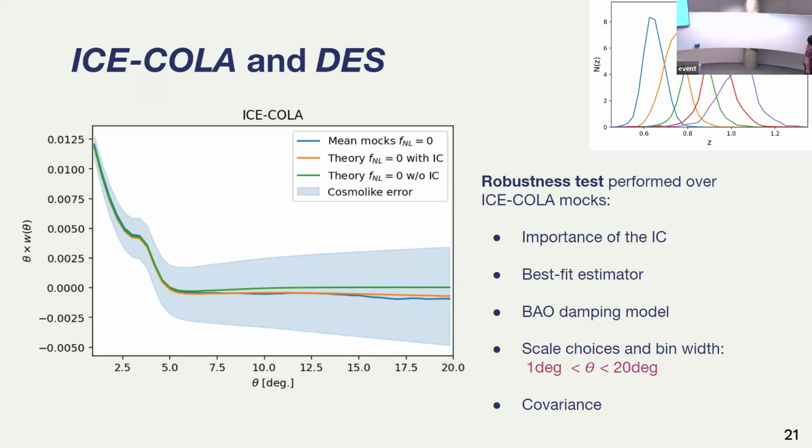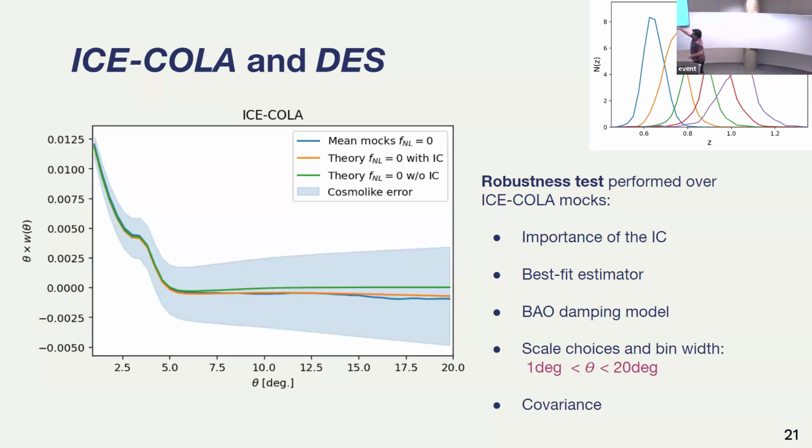In green, you see the theory model with FNL equals 0 without any integral constraint condition. And in orange, you see again FNL equals 0 with the integral constraint condition. And we test our model against different scenarios or properties that we could have. For example, the importance of the integral constraint.